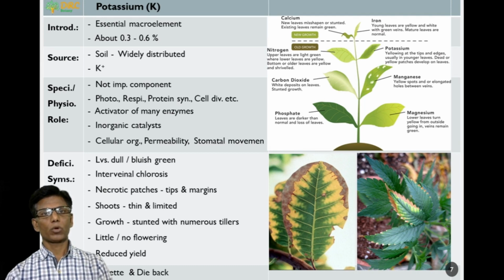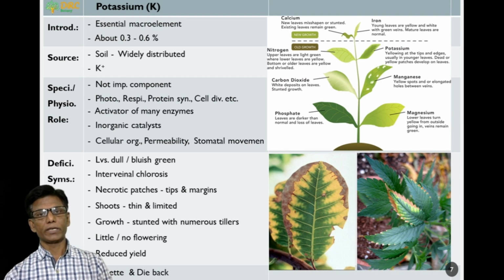Potassium is not an important component of organic compounds like nitrogen and phosphorus, but it plays an important role in various processes like photosynthesis, respiration, protein synthesis, cell division, etc. It acts as an activator of many enzymes, meaning it activates many enzymes. It also acts as an inorganic catalyst in various processes. It also controls various processes like cellular organization, permeability, stomatal movement, etc. After these functions, now we will see the deficiency symptoms of potassium in the plants.